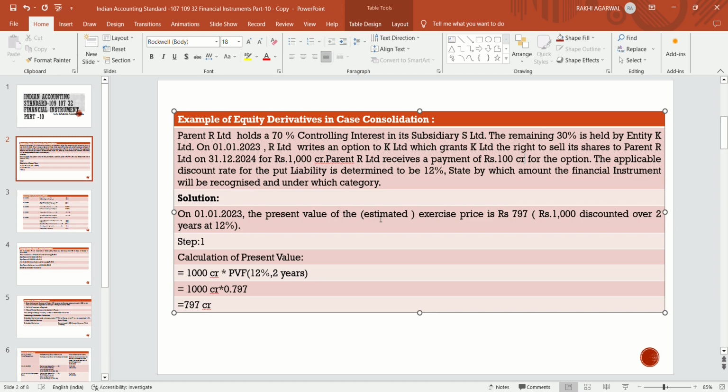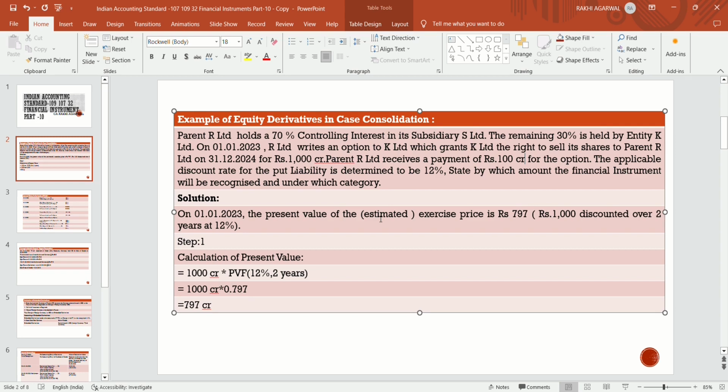Now, on 1st January 2023, R Limited writes an option to K Limited, which grants K Limited the right to sell its shares to parent R Limited on 31st December 2024 for rupees 1000 crores. K Limited pays rupees 100 crores to R Limited for the option. The applicable discount rate for the put liability is determined to be 12%. State by which amount the financial instrument will be recognized and under which category.